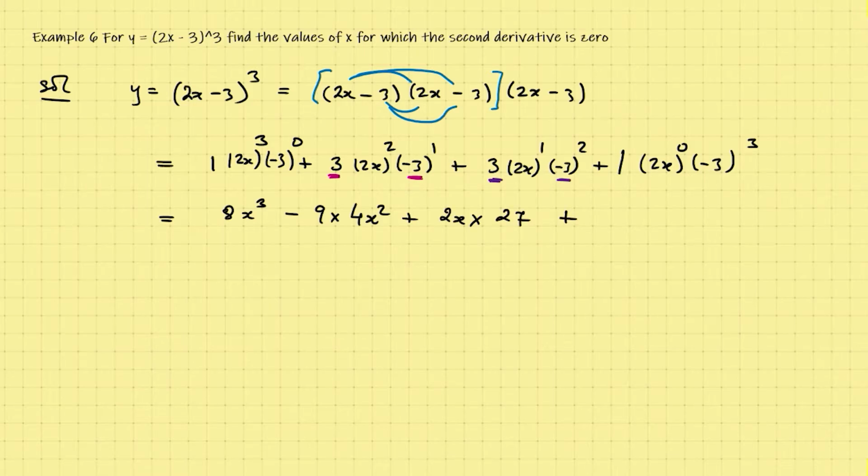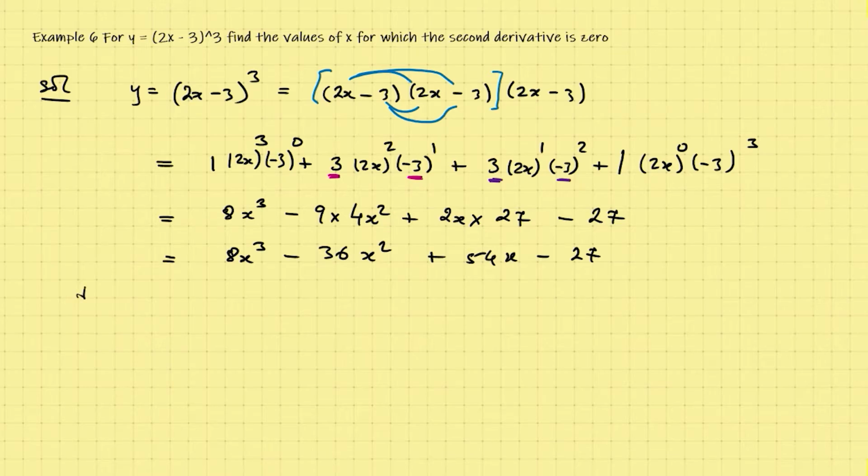And lastly, the 2x to the power 0 is just going to give me 1, so minus 3 cubed is just going to give me minus 27. So I can write that down, minus 27, and now we're nearly done because we've actually got our cubic in the right sort of form. So 9 times 4 is 36, x squared, and 27 times 2 is of course 54. So that's our cubic, right?